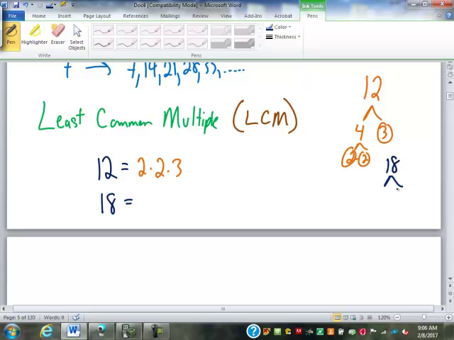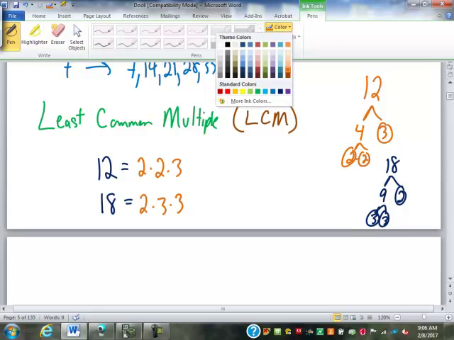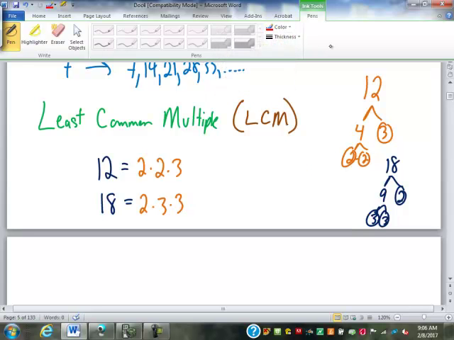18 divides into what? 9 and 2. 2 is prime. 9 is 3 and 3. Both prime. So 18 is 2 times 3 times 3. Now, unlike the greatest common factor, where we were taking all the common factors and just multiplying them together, here, this is least common multiple. The least common multiple contains all the same pieces. So we look for what's missing.